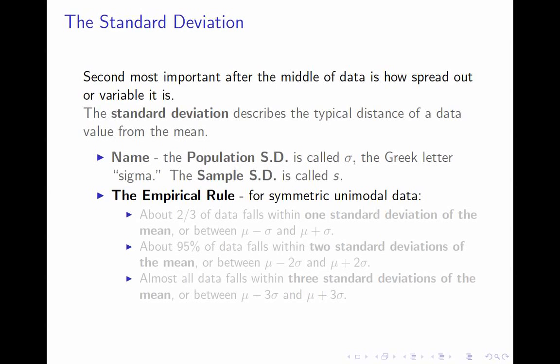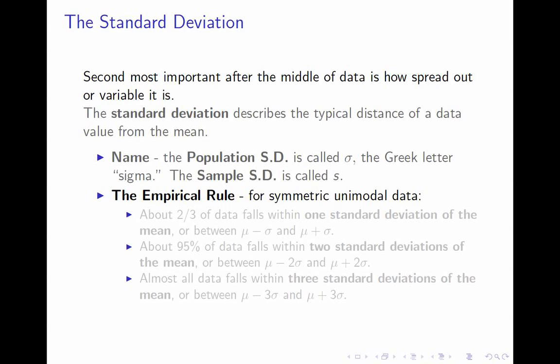Most important thing about the standard deviation is the empirical rule. The empirical rule describes what the standard deviation tells you in a useful heuristic way. It has three versions. This is a rough rule of thumb. It works very well if your data is symmetric and unimodal. So remember, that means bell-shaped. And it works reasonably well if your data is not too far off from that. If it's highly skewed, this won't tell you much.